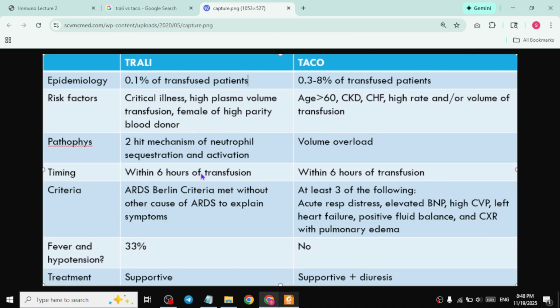Right, so we just saw TRALI and what it does. Now we're going to look at TACO. Usually, what this means is you've given them a large amount of volume, a large amount of blood products. So it's just volume overload.